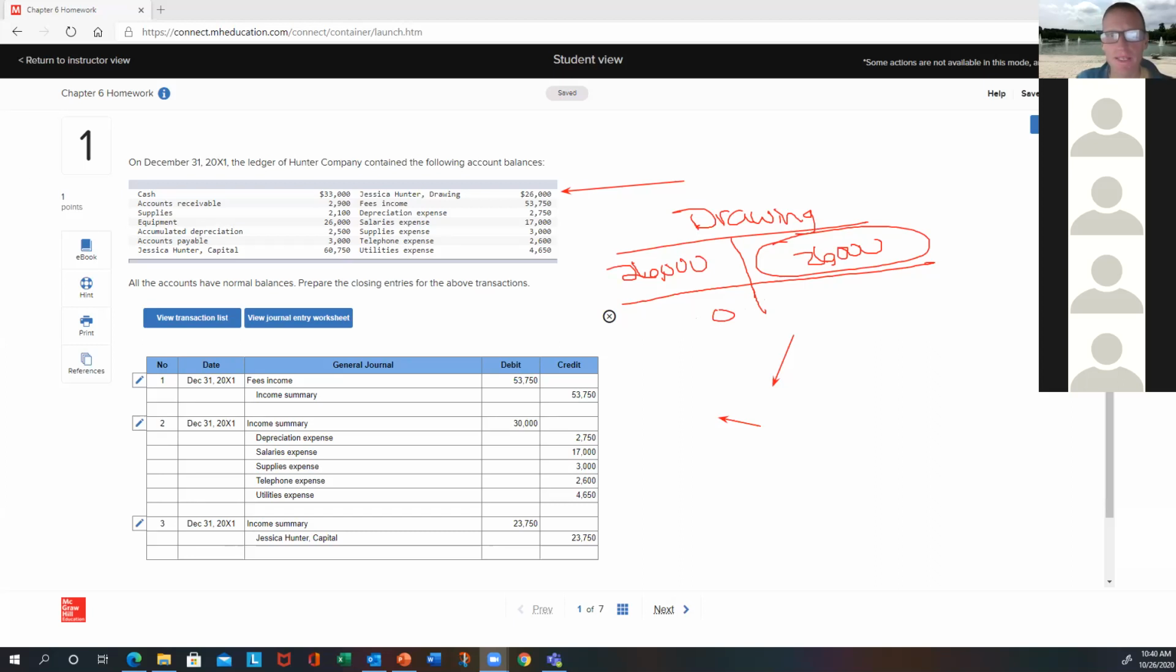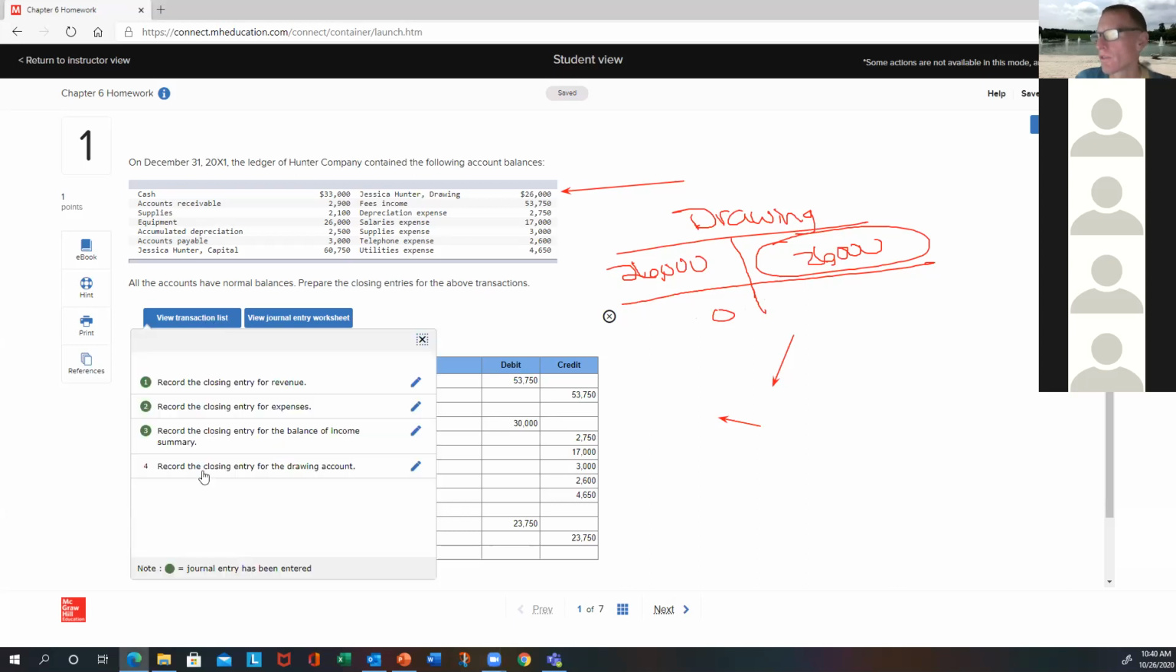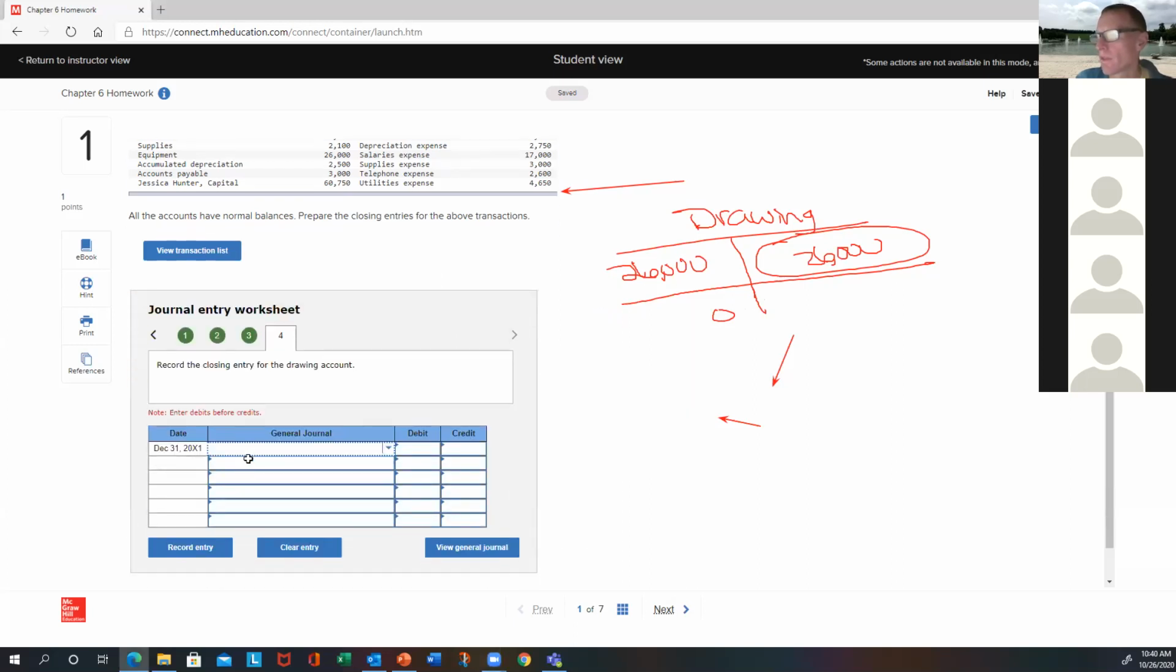If we credit something, the debit is going to go to capital. So on the fourth entry, I'm just going to bring up capital, find it, and then credit the drawing. Sometimes you just have to search where it is. And it's going to be a debit, 26,000, and a credit for 26,000, and that's it.